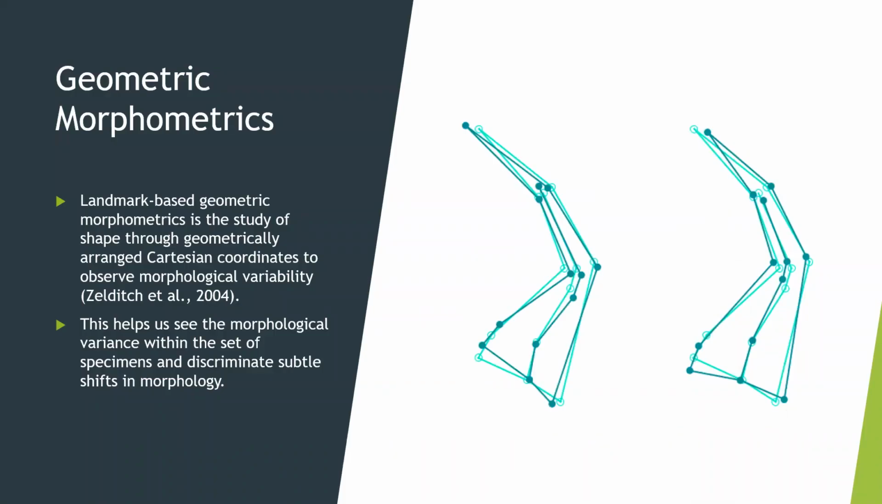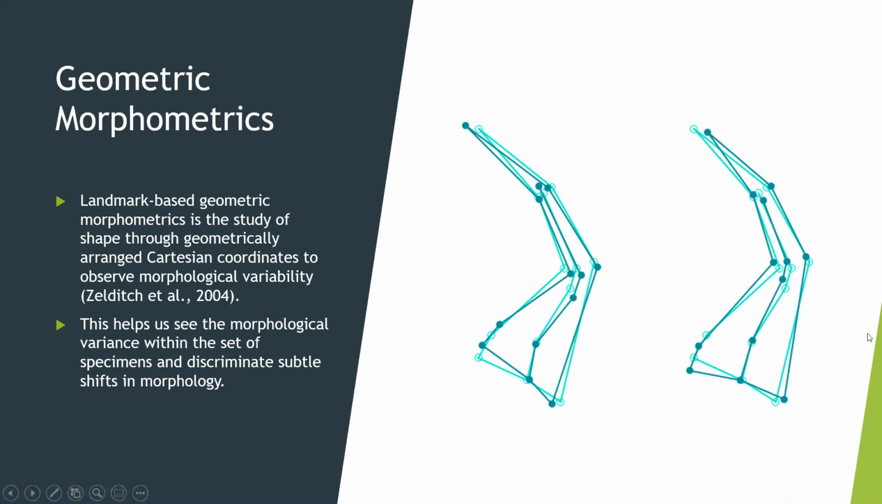Landmark-based geometric morphometrics is a study of shape through geometrically arranged Cartesian coordinates to observe morphological variability. What this means is that we can assign discrete points to certain features on a selection of fossils to find subtle differences in morphology between specimens. This software has been used in previous research to examine more robust elements in conodont assemblages, such as platforms and ramiforms. However, there is no precedent for morphometric work done on coniform conodont elements. So this study also served as a way to prove that coniform elements can in fact be studied in this way.